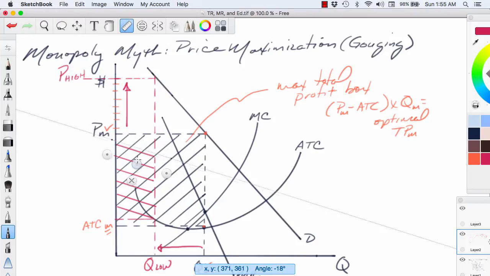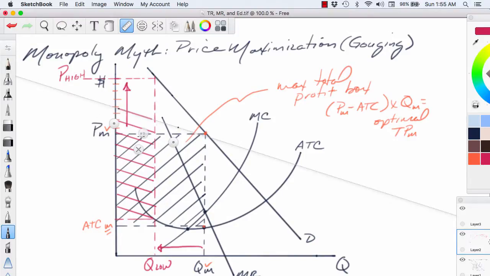The average profits increased. The distance between price and ATC has actually gotten much larger. You can see that the firm's margin has improved significantly, but because it's selling fewer units, its total profit has fallen actually significantly.